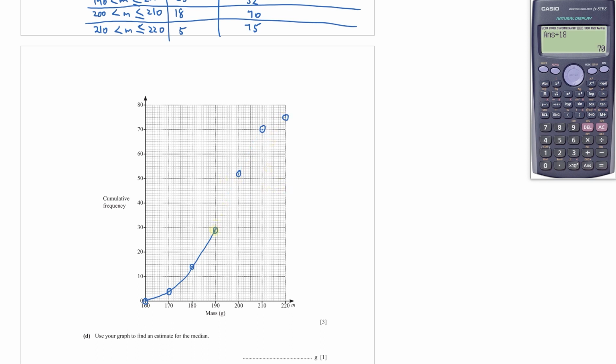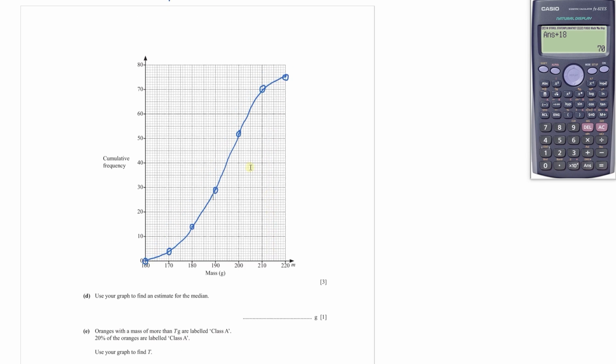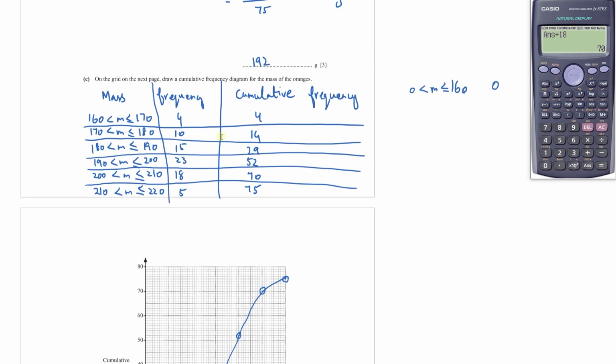Let me try this again. All right, this is better. So this will be your graph for the cumulative frequency.